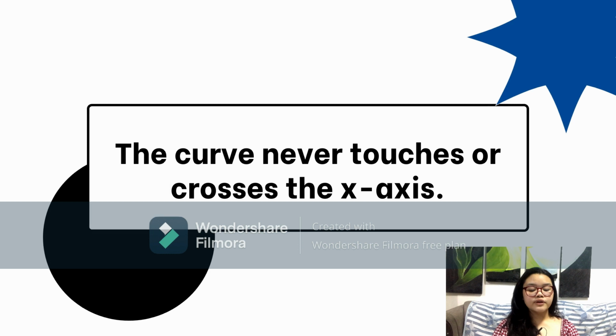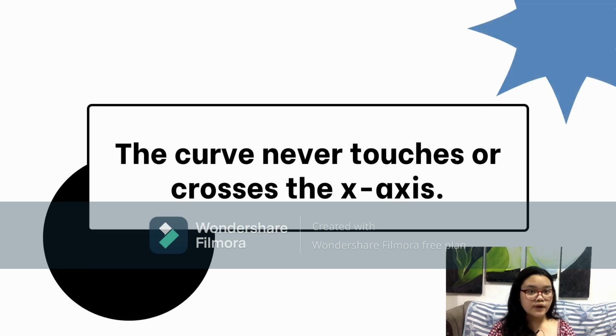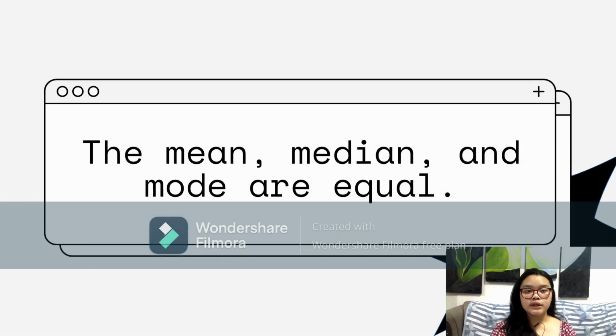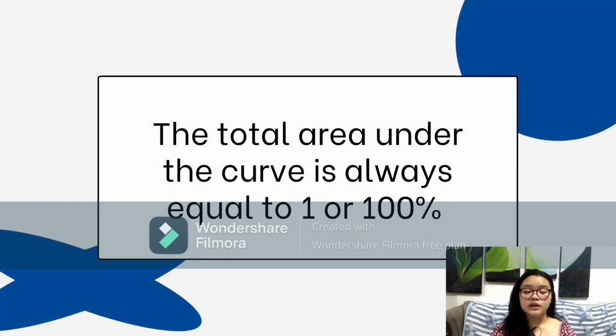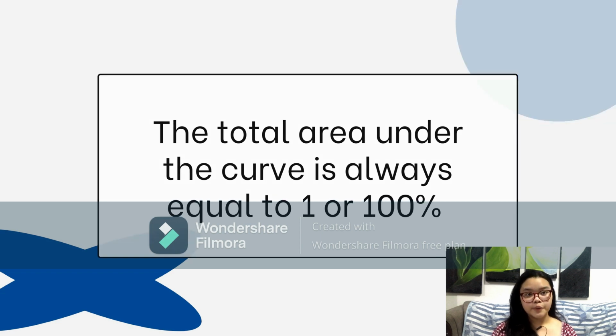Fifth, the curve never touches or crosses the x-axis. No matter how close the curve is to the x-axis, it will never touch it. The sixth property, for a normal distribution, the mean, median, and mode are equal. And for the last property, the total area under the curve is always equal to 1 or 100%.